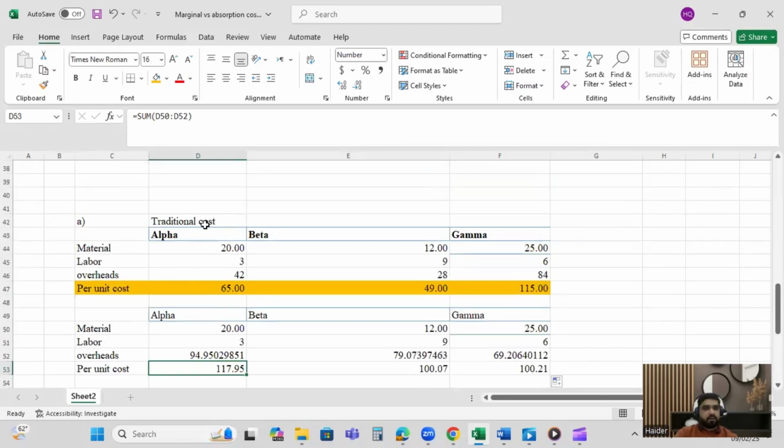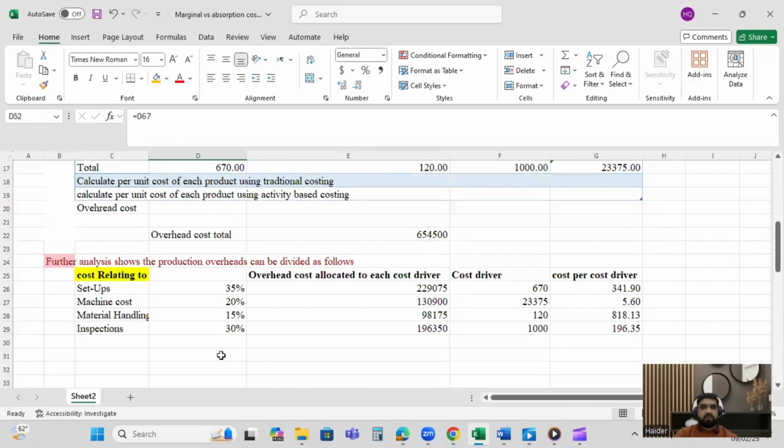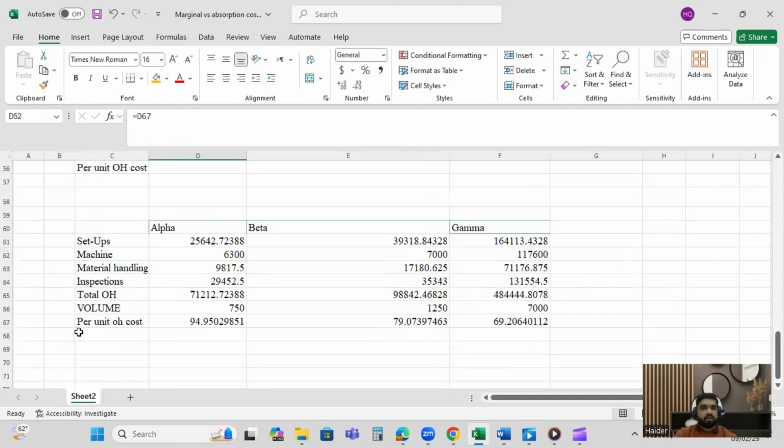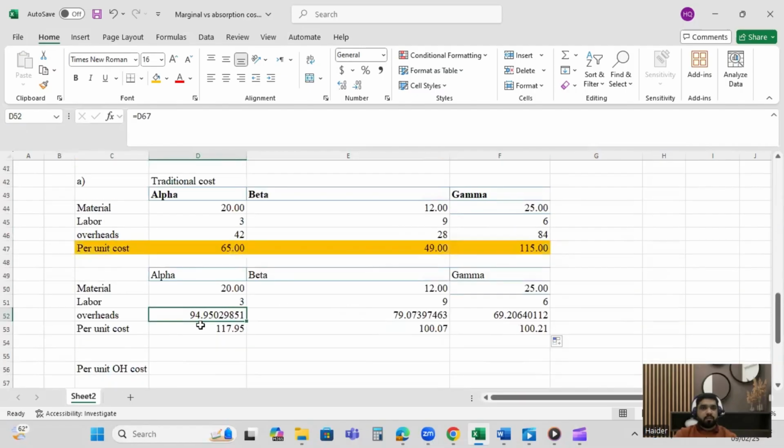Because in the traditional costing, overhead cost was absorbed based on machine hours. It was not suitable. It was not logical. Now we have considered four different activities, and we have calculated the cost of each cost driver and multiplied with each cost driver, and we considered all the costs associated with products alpha, beta, and gamma using four different cost drivers. And then finally, we calculate the per unit overhead cost. Now you can see the most appropriate using activity-based costing.